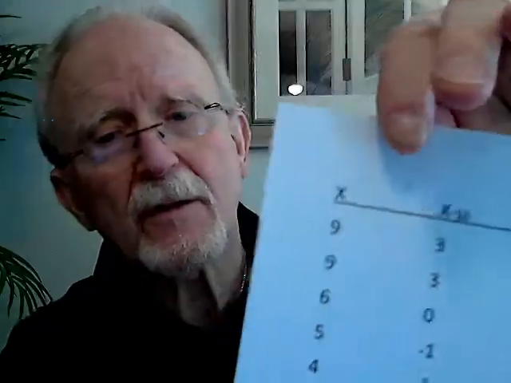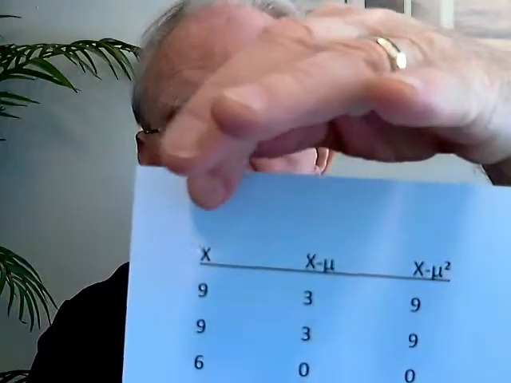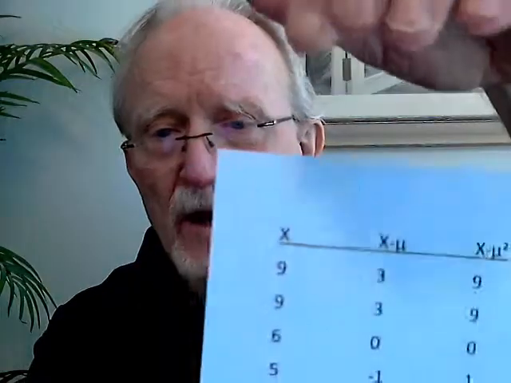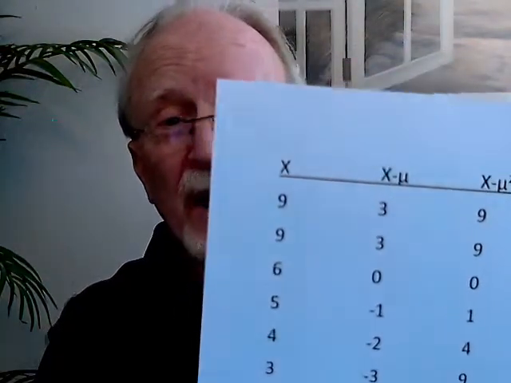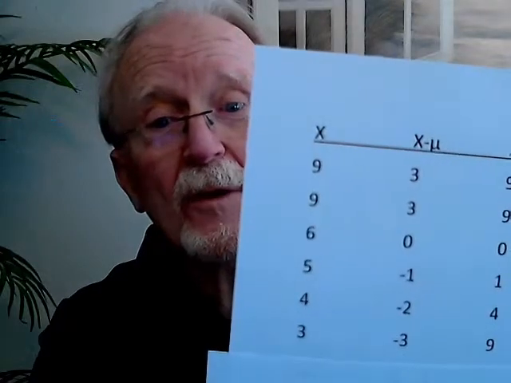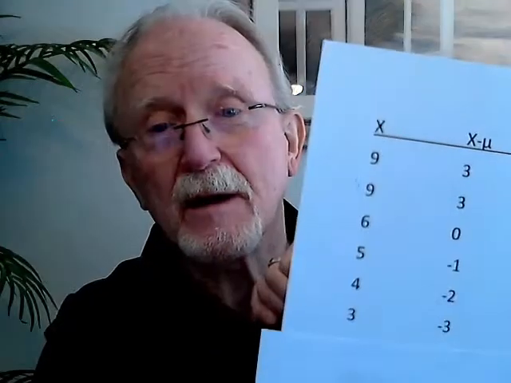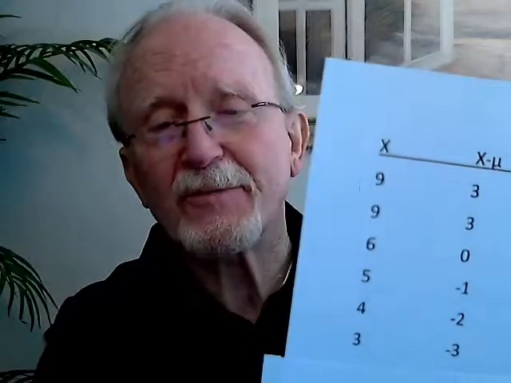So we're going to start with a set of test scores, okay? X represents the column where the scores are. Just look at this column. The scores are a 9, a 9, a 6, a 5, a 4, and a 3. So there are 6 scores.